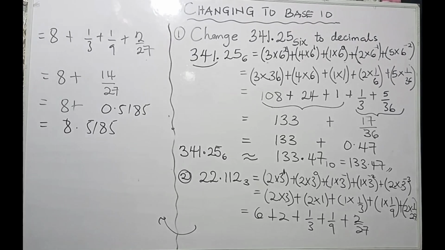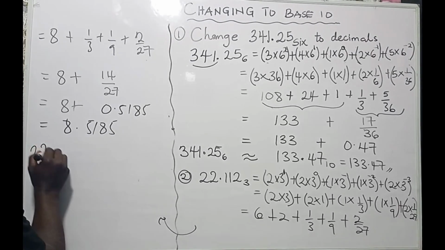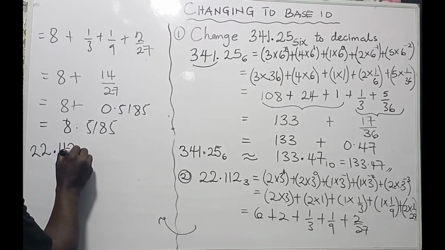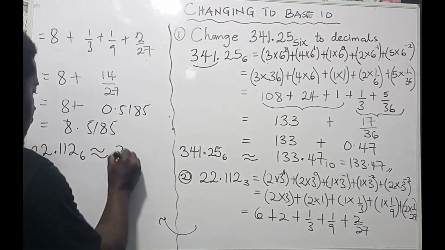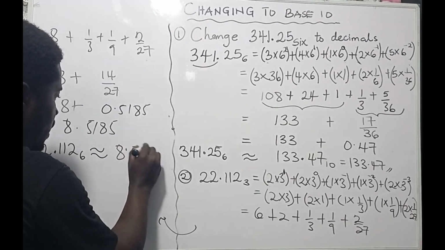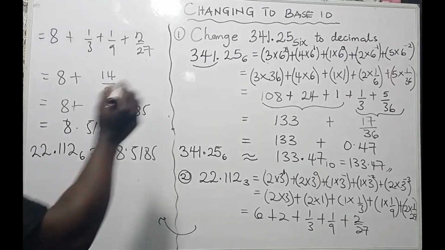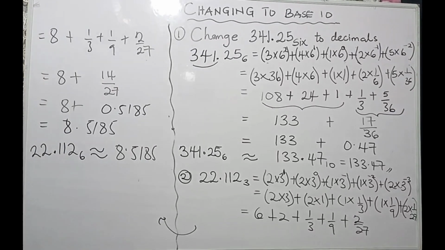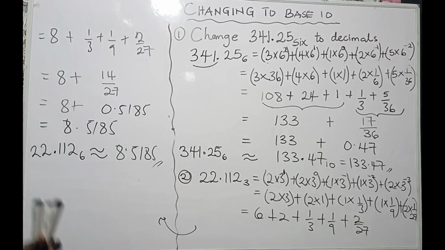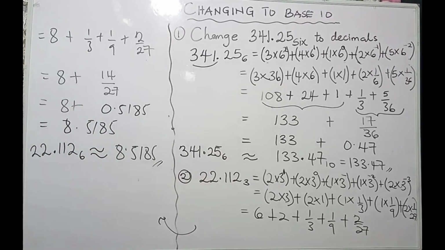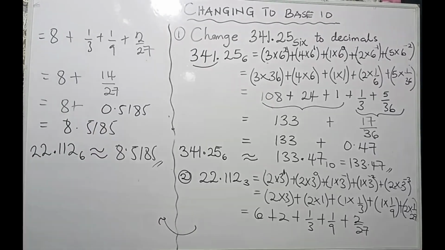So in our final part, we say 22.112 base 6 is approximately equal to 8.5185 base 10. And you know we can ignore the 10 since it is base 10. And this is our final answer for that question. This is how we go about converting numbers involving fractional parts in different bases to base 10 or decimals. It's as simple as that. You can rewatch this video to get everything clearer again.